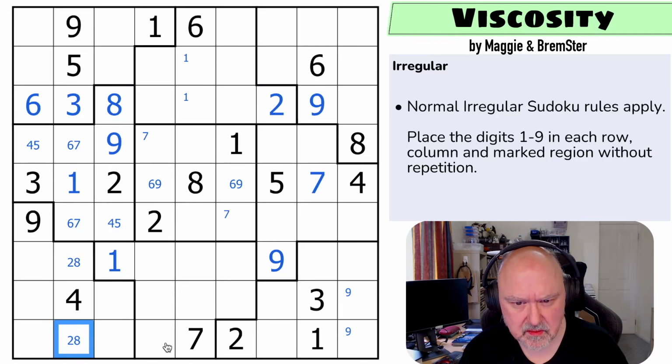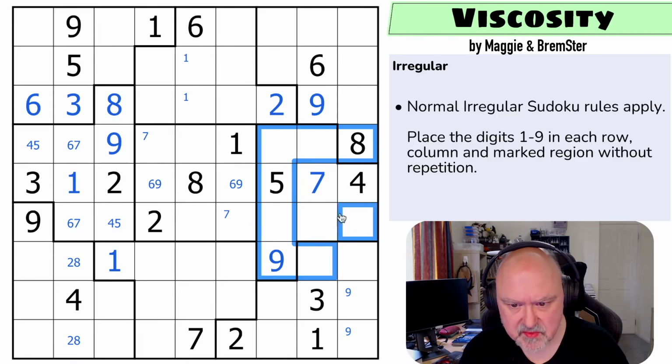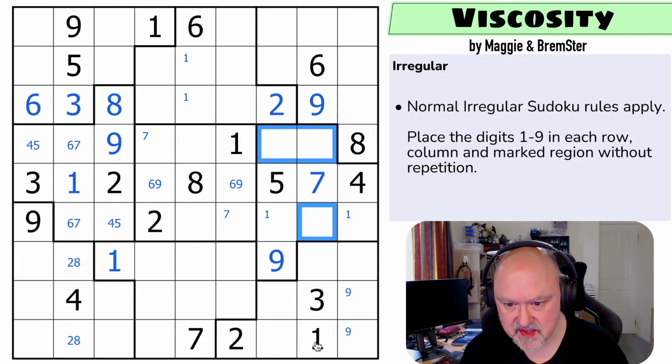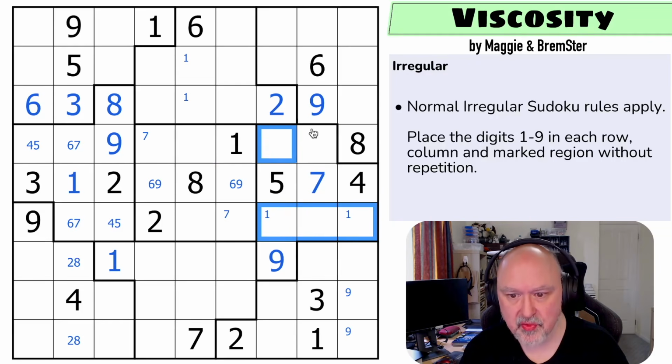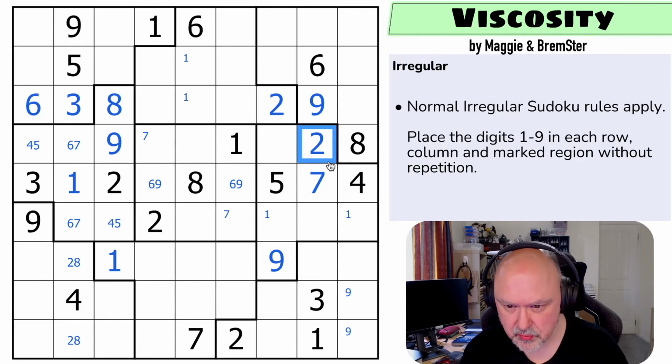Nice puzzle. The 1 in this region is now in one of those 2, because that one is eliminating those, and that one is eliminating that one. The 2 can't be in those or there in this region. This is the 2. So these are 1, 3, 6, 8.